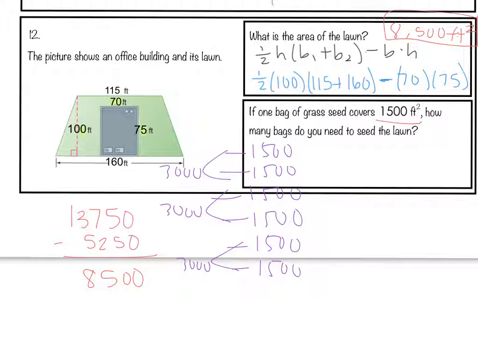I can't have half a bag of grass seed, so I'll actually have to go over the limit here, because I can't have under the limit. These 4 here give me 6,000, plus another 1,500 would give me 7,500, but that won't do, because I need to have at least 8,500. So if I add another 1,500, that will give me 9,000 feet that I can put grass seed on, which is a little bit more, but I need to make sure I can cover the entire lawn. So I'll have to go with 6 bags.